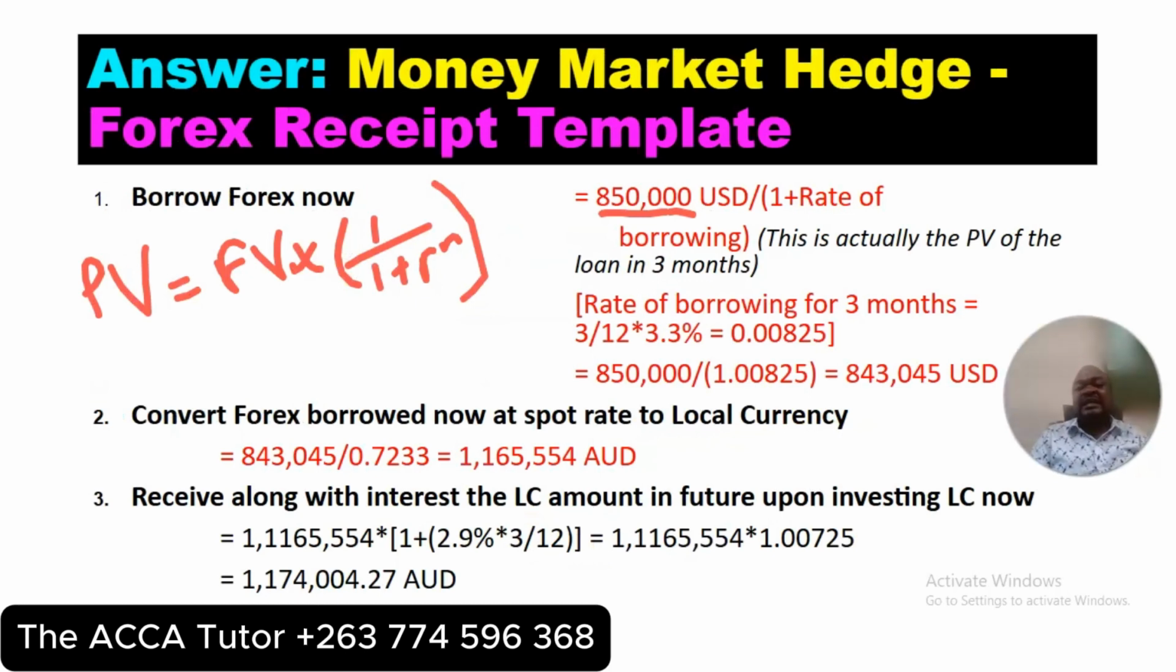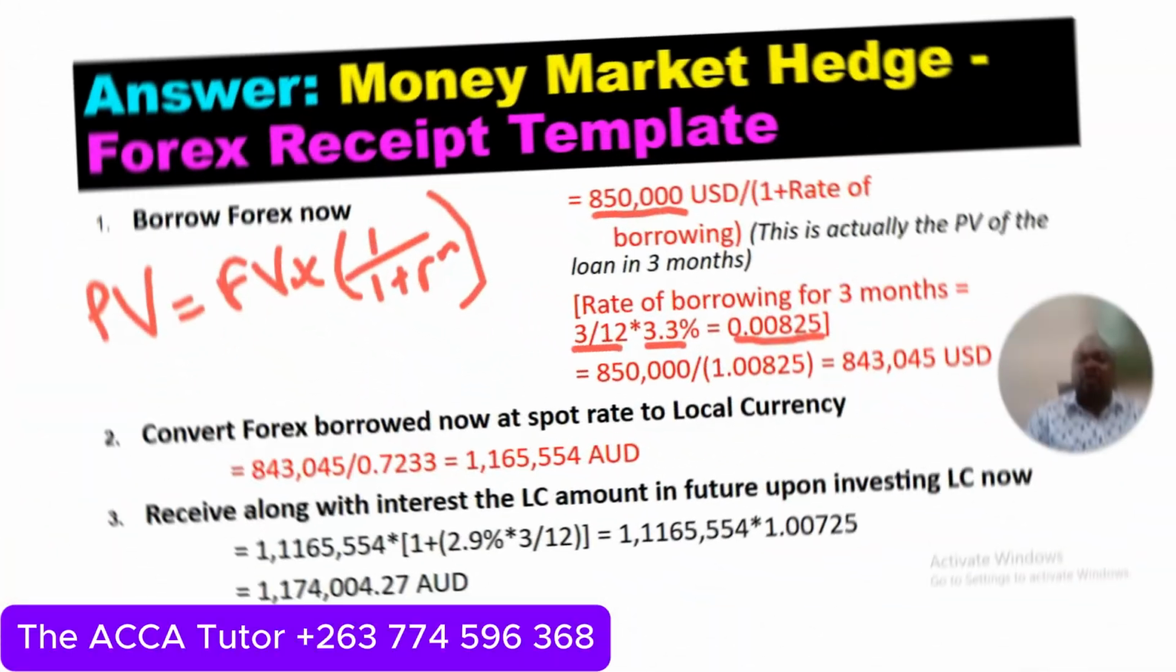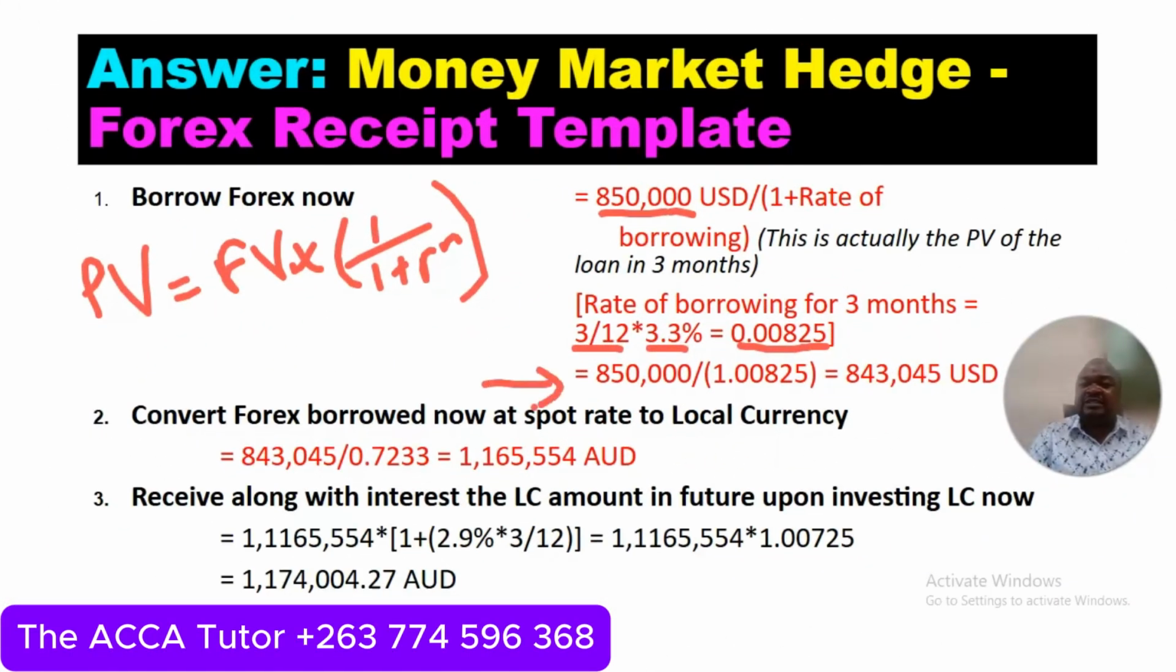But like I said, even if we pick the 3.3 rate, we need to adjust it for 3 months. So we need to multiply that rate by 3 over 12, and we are going to get this as our rate. That's the borrowing rate for 3 months. So then we come to this. Therefore, the present value is going to be 850,000 divided by 1.00825, and this will give us these dollars.